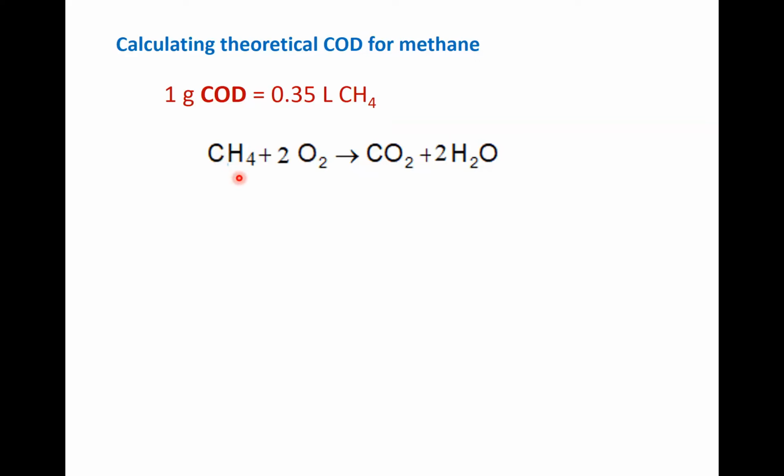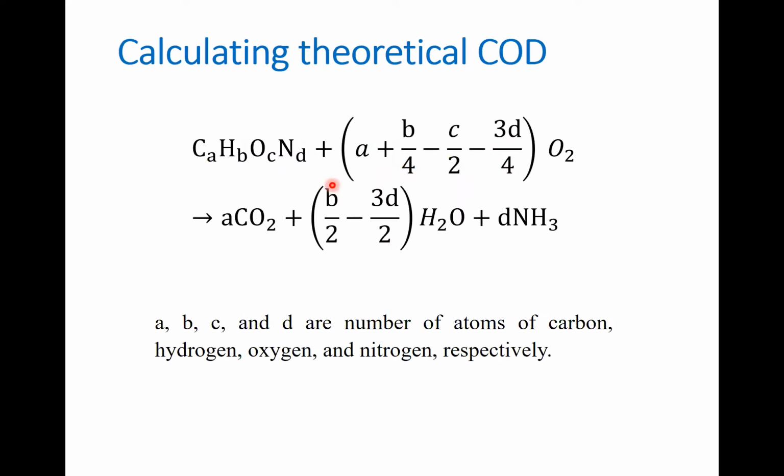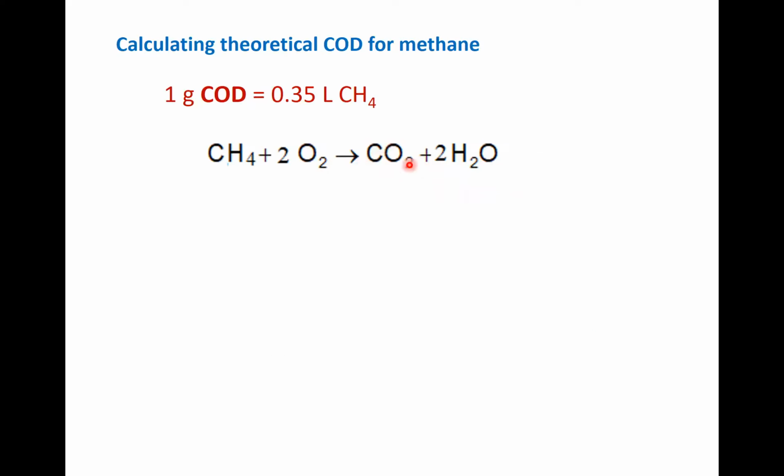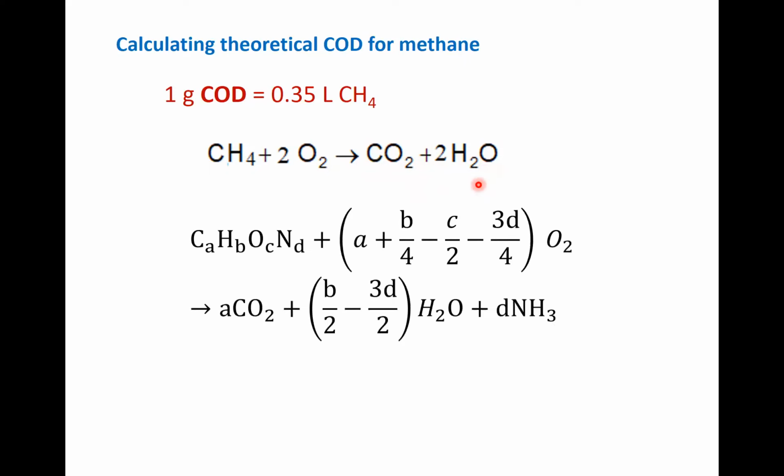So if I have 1 mole of methane, I need 2 moles of oxygen to produce carbon dioxide and water. So basically this is the final result. Again, if you look at the previous one, I don't have nitrogen in this case, so the final products will be just carbon dioxide and water. Is this true? Let's see. So what do we have here?